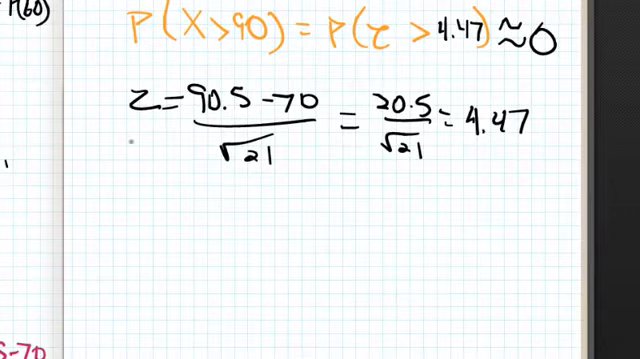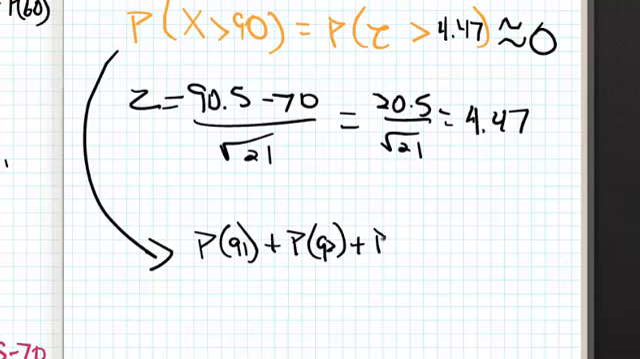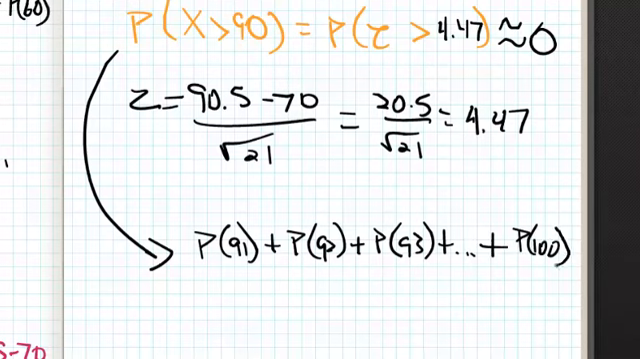This binomial approximation to the normal gives us an extremely powerful tool in trying to figure out a whole bunch of probabilities at once. Because bear in mind, if I had to do this by hand, I would have to do the probability of exactly 91, remember I'm greater than 90, plus the probability of exactly 92, plus the probability of exactly 93, plus and so on, up to the probability of all 100.